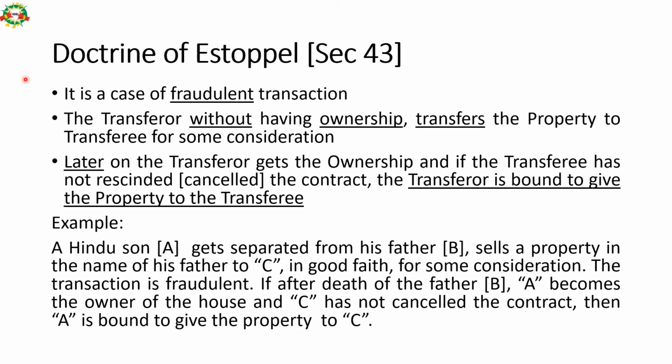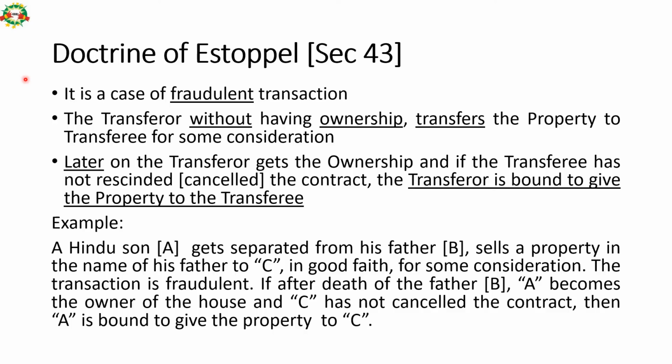Doctrine of estoppel. Section 43 of TP Act. It is a case of fraudulent transaction. The transferor, without having ownership, can transfer the property to a transferee for some consideration. So it is basically nothing but doing a fraudulent transaction. So if a transferor without having ownership of a property transfers the property to somebody else for some consideration, it is called a fraudulent transaction as per Section 43 of the TP Act.